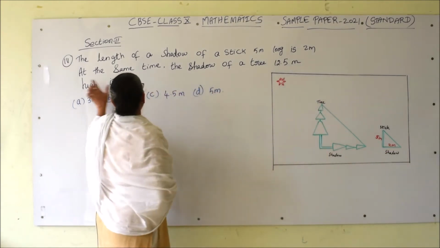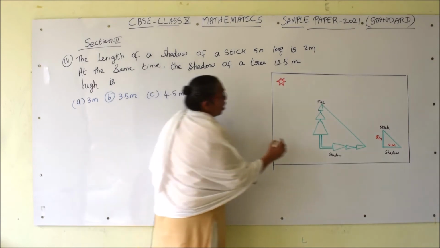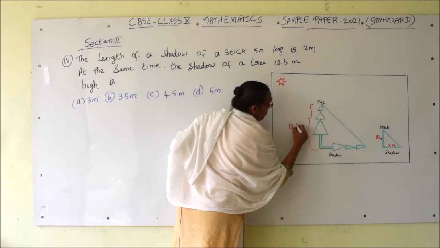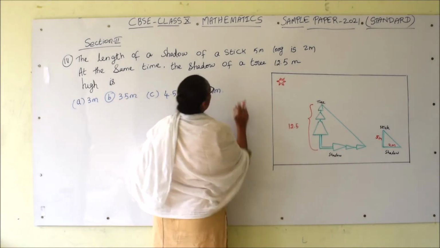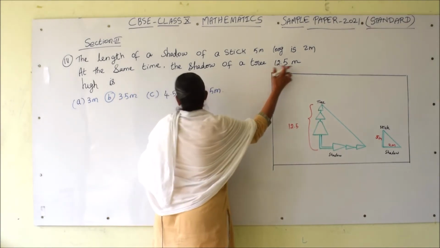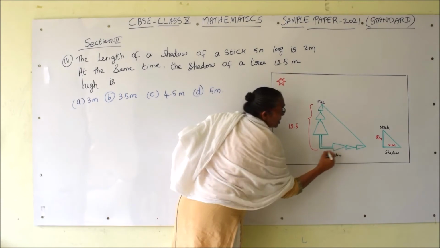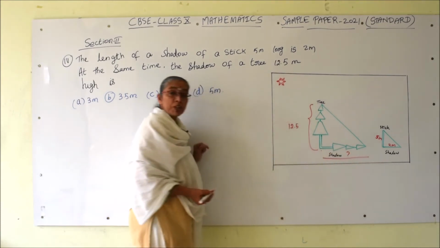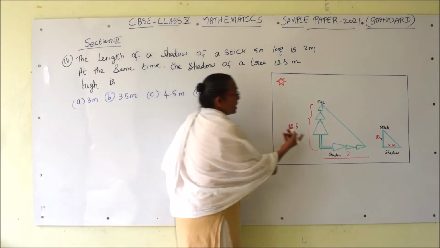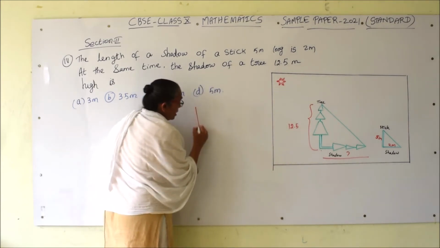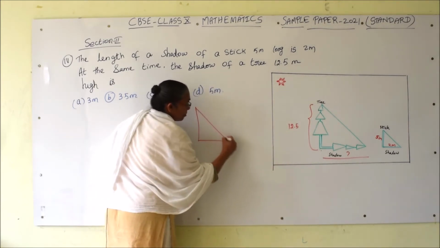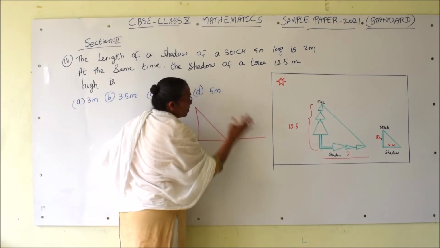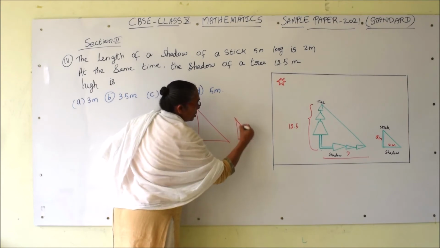At the same time, the shadow of a tree. Now, this is the tree. Its length is given as 12.5 meters. So, how much this distance will be is the question. When you observe these two diagrams, you can easily say these two triangles are nothing but similar triangles. The stick will be small compared to the tree, according to the proportion.